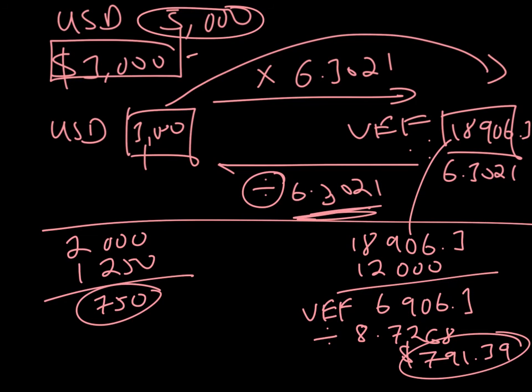So if we add those up together, the total amount in US dollars that he has remaining from his initial $5,000 is going to be $1,541.39.